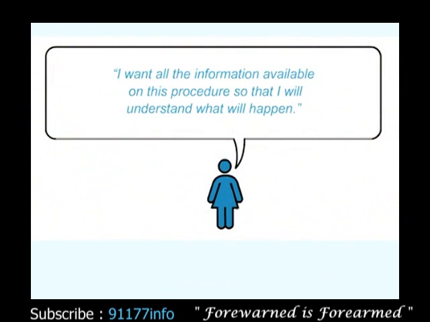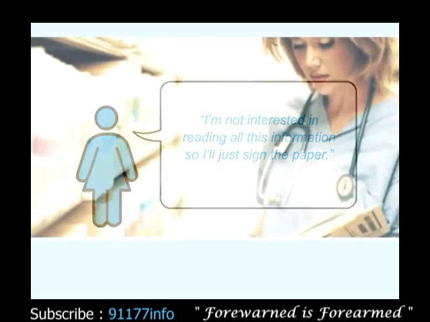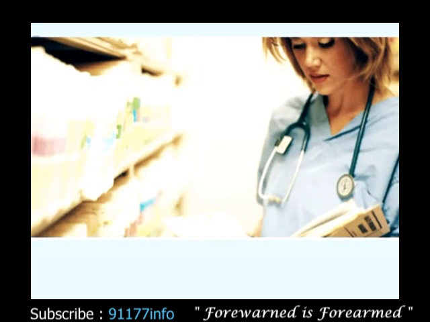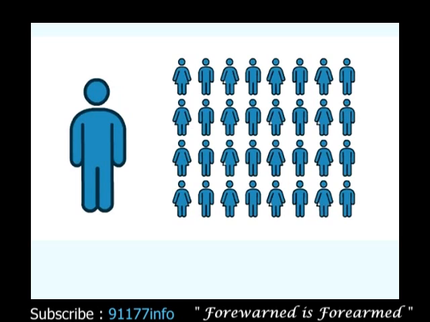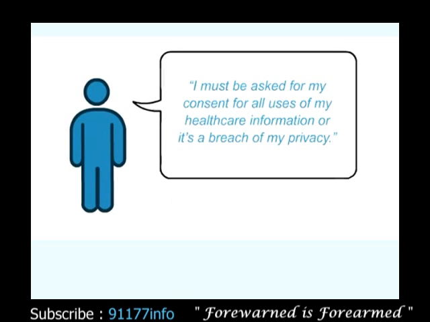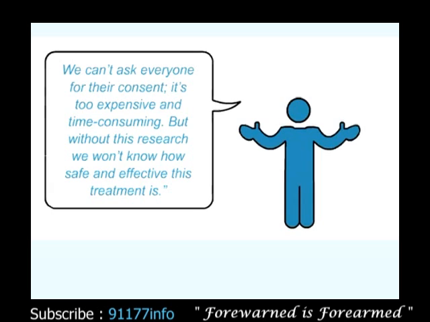"I want all the information available on this procedure so that I will understand what will happen." "I'm not interested in reading all this information, so I'll just sign the paper." Some argue that requiring informed consent to use some types of personal information, such as medical records, hinders research by placing more weight on protecting the privacy of the individual over enabling research for the benefit of society. "I must be asked for my consent for all uses of my healthcare information, or it's a breach of my privacy." "We can't ask everyone for their consent. It's too expensive and time-consuming, but without this research we won't know how safe and effective this treatment is."